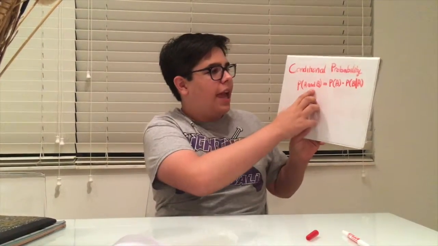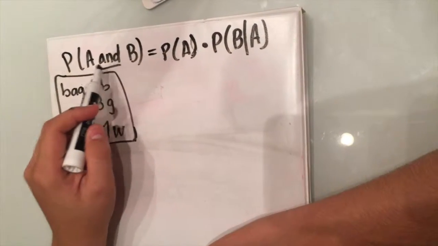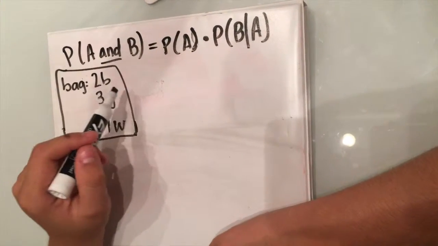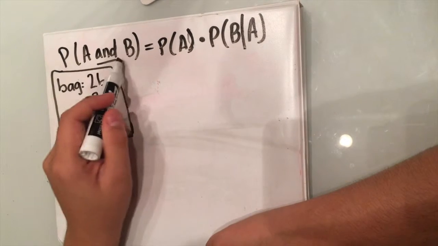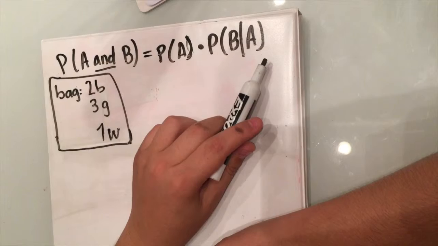Conditional probability is the probability of an event occurring given that a previous event has already occurred. This has to do with replacement and not replacement of the values. This is shown through probability of A and B equals the probability of A times the probability of B given that A has already occurred. So for an example for probability of A and B, the formula is probability of A times the probability of B given that A has already occurred.